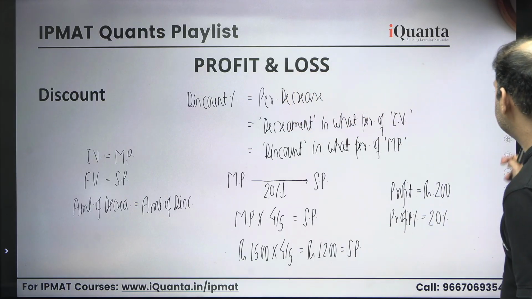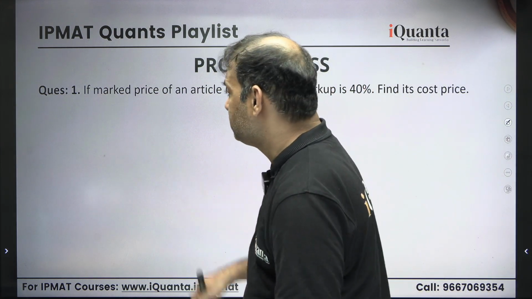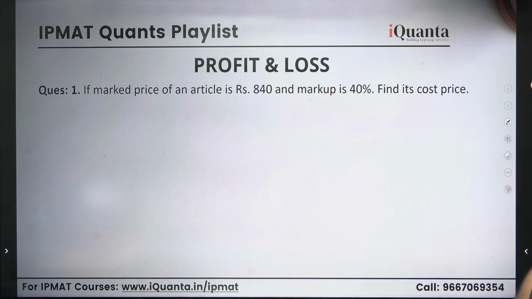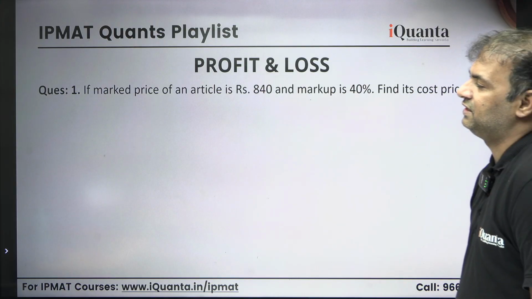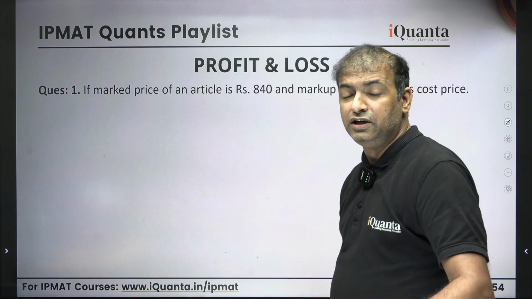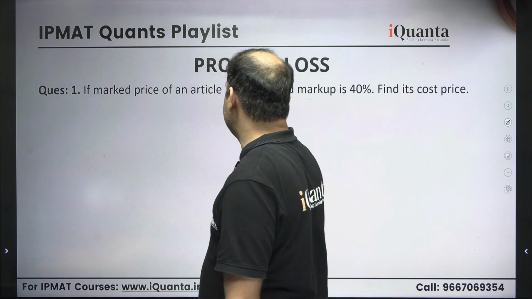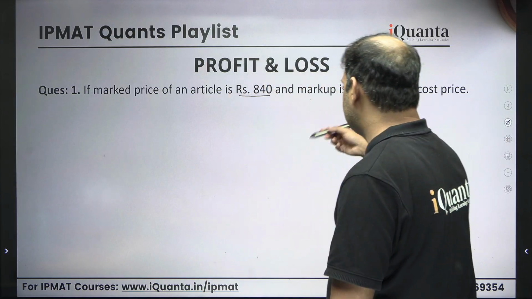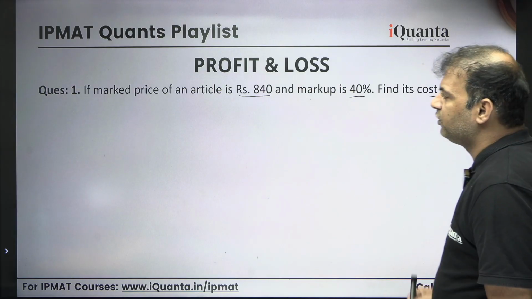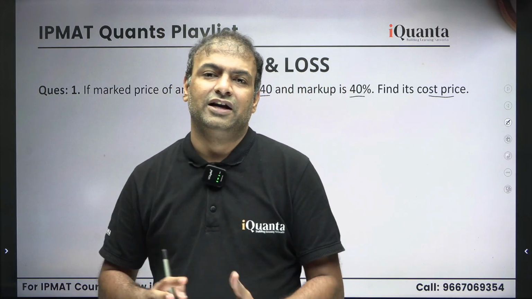Now let's start with some very simple questions in the beginning, and then we'll increase the level as well, right? So the first question is saying that if the marked price of an article is rupees 840 and markup is 40%, then find the cost price. Okay guys, we just discussed that in the case of marked price, cost price is the initial value and marked price is the final value. So in this question, the marked price, that means the final value, is given, the percentage change, or you can say the markup percentage, is given, and we need to find the cost price, or we can say the initial value is to be found out. Now how do we do that?